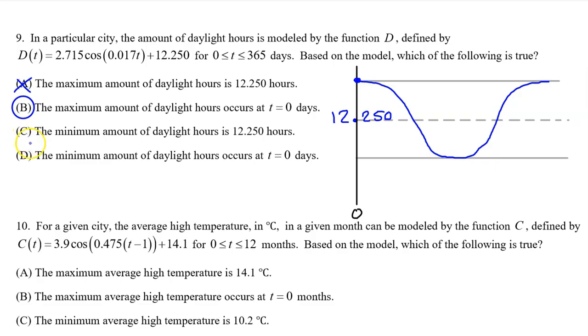Let's quickly run through the remaining options. The minimum amount of daylight hours is 12.250. Nope, that is the middle number of daylight hours, so option C is not the answer. The minimum amount of daylight hours occurs at t equals 0. Nope, the minimum occurs somewhere over here. The maximum number of daylight hours occurs at t equals 0.